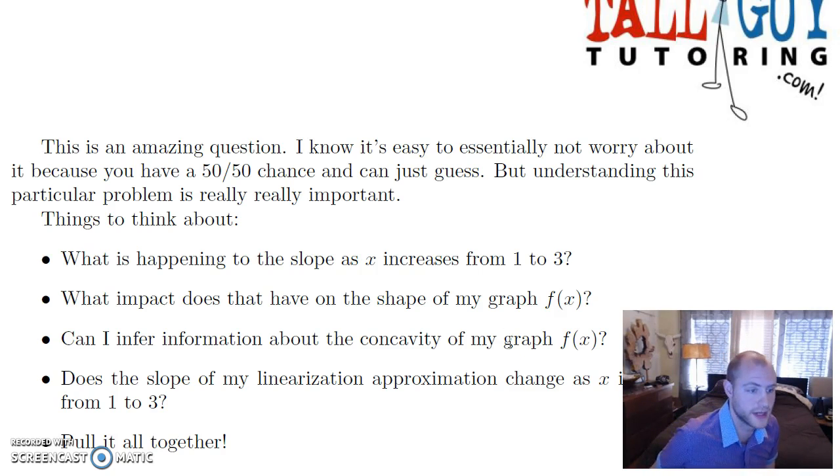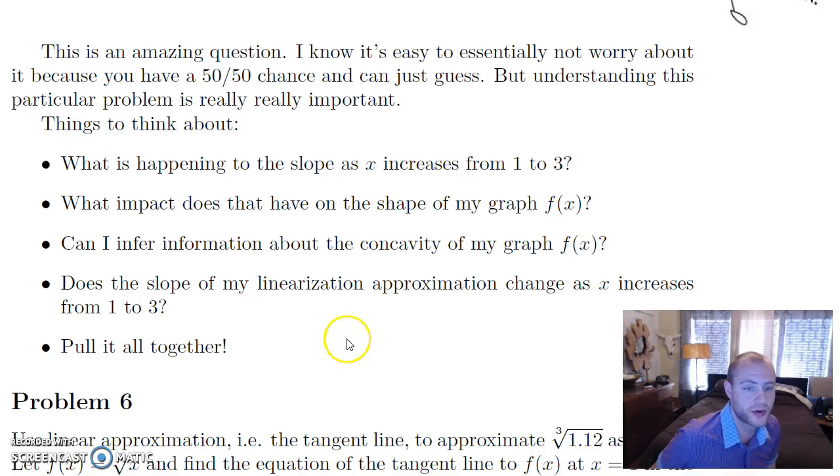Okay, interesting. Now, does the slope of my linearization approximation change as x increases from 1 to 3? Good question. Well, remember, a linearization is a line. The slope of a line doesn't change. Remember, if you take the derivative of a line, like 2x plus 5, the derivative is 2. The slope is 2 everywhere. For a line, the slope is constant always.